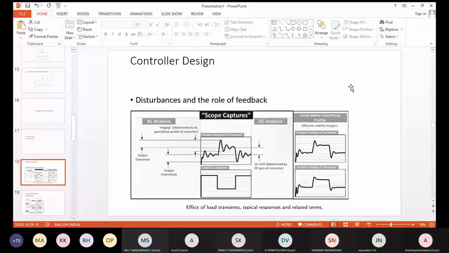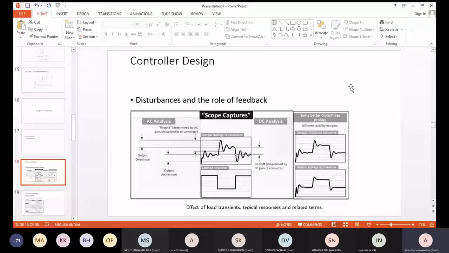As long as there is no disturbance, even a fixed duty cycle will cater to your requirements, and the output voltage can be very much sure. You can be sure that the output voltage will remain the same if you are very confident that there is no disturbance. But unfortunately, the real world is not like that. You can see the disturbances are there.